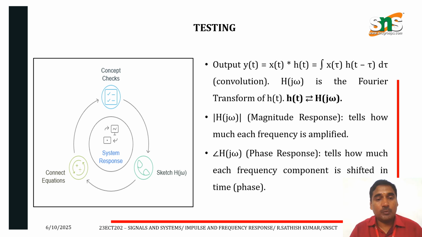Next one, we can check the output by concept checks. We can apply the concept equation to concept checks, and finally we can sketch H of j omega, that is y of omega divided by x of omega, with the help of system response. Output y of t is equal to x of t convolved with h of t. It can be defined as the integral of x of tau into h of t minus tau d tau. H of j omega is the Fourier transform of h of t. See, Fourier transform pair with h of j omega. The magnitude of h of j omega tells how much each frequency is amplified. The phase response of h of j omega tells how much each frequency component is shifted in time or phase.